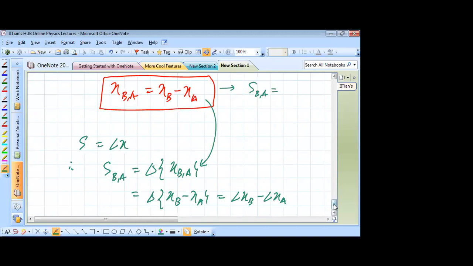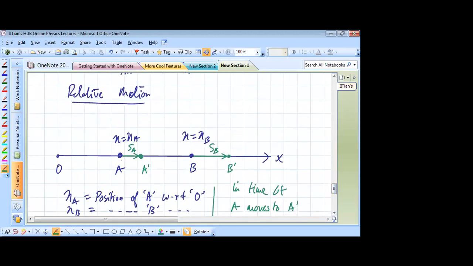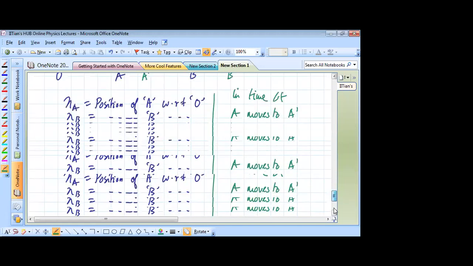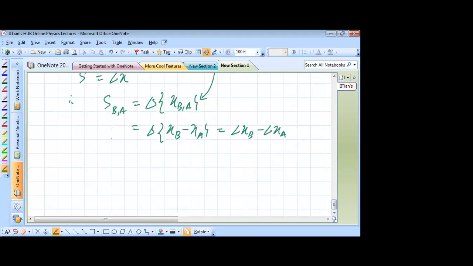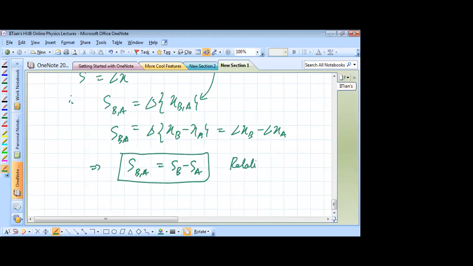If you go back to the diagram, you will understand what the change in A's coordinate is. It is nothing but A's individual displacement. A's x coordinate has changed from here to here, let's say xa prime. B's coordinate has changed from xB to xB prime. This change from xa to xa prime is sa, and this change from xb to xb prime is sb. So that is why this is equal to sb minus sa. That becomes the formula for relative displacement.